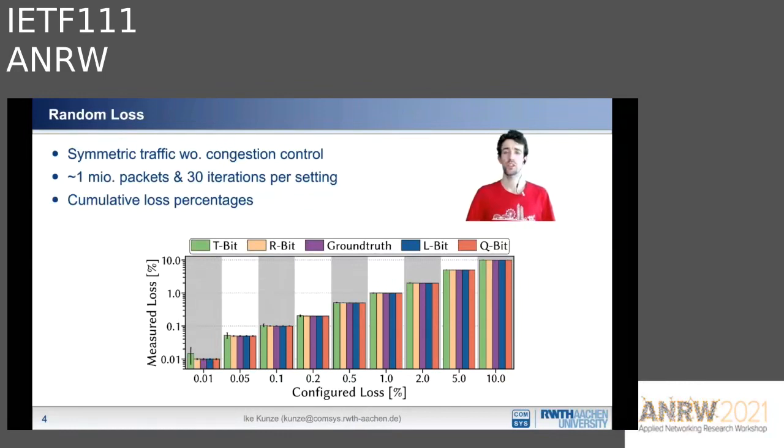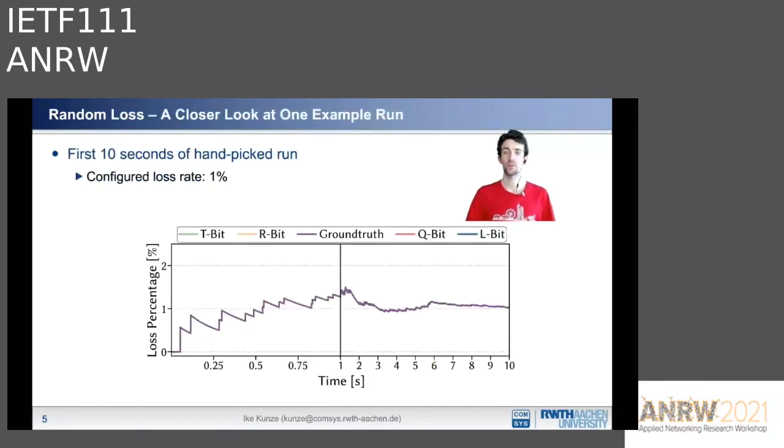Next, we wanted to find out about the timely behavior of the different approaches, and thus looked at individual measurement runs. What you can see on this slide are the first 10 seconds of one hand-picked measurement run, where we had configured a loss rate of 1%. Looking at the L-bit, we can see that it closely follows the ground truth, although there's always a slight timely delay. This is reasoned by the fact that the L-bit depends on the end-host-based loss detection, which takes a bit of time until it actually deems the packet to be lost.